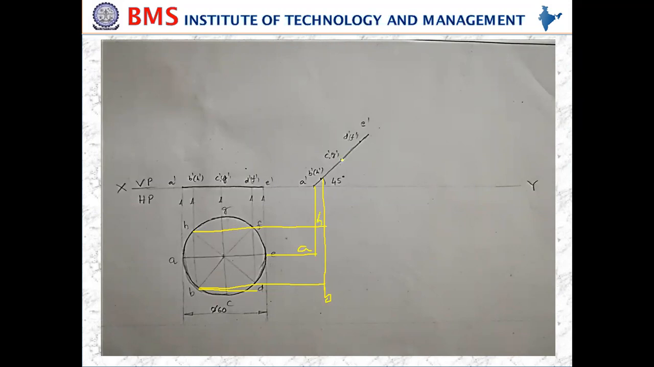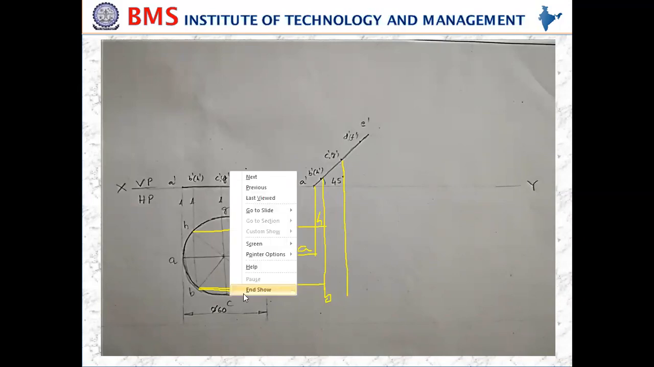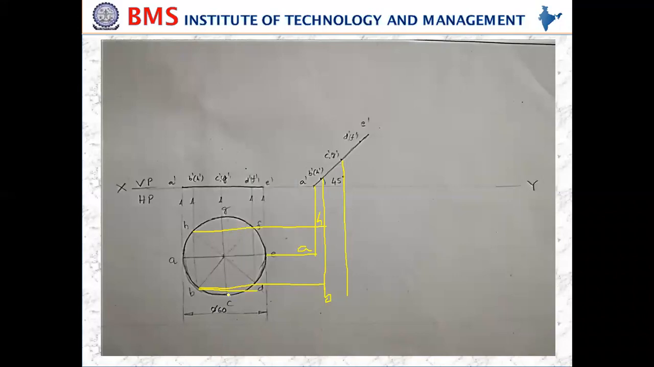Next, from C dash, you need to draw a vertical projection till here. If you draw a horizontal projection from here, both will intersect at this point. Similarly, C and G lie on the same line. So from G also you can draw a horizontal line, and both will intersect at this point. So this will be the G and this will be the C.